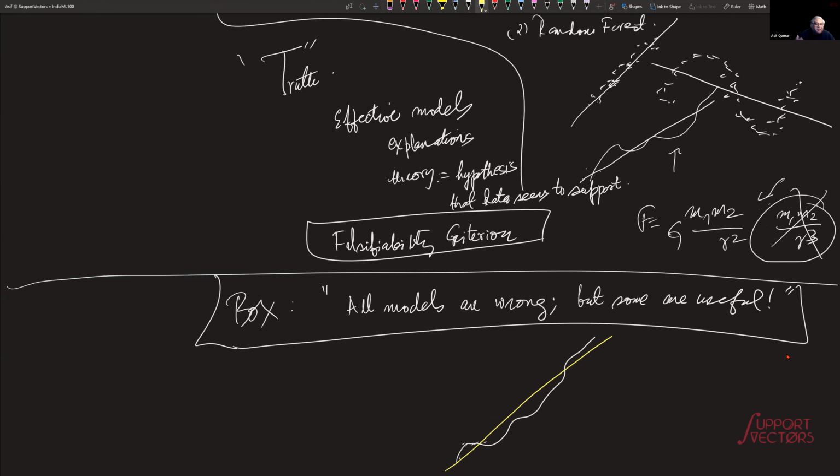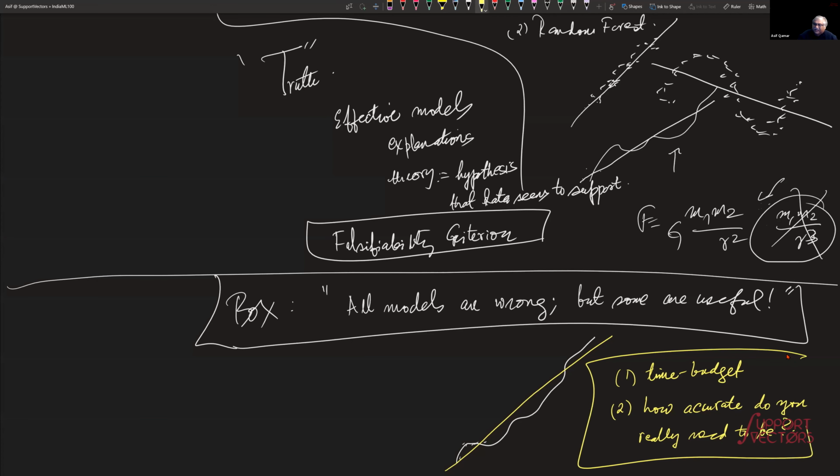You can keep coming closer and closer to it by building better and better models. And after a little while, you may not be able to build anything better. But should you keep trying all that? The two things that stop you are, one, practicality, the time budget: how much time do you have to solve the problem? And two, how accurate do you really need to be? So these should be your guiding principles.